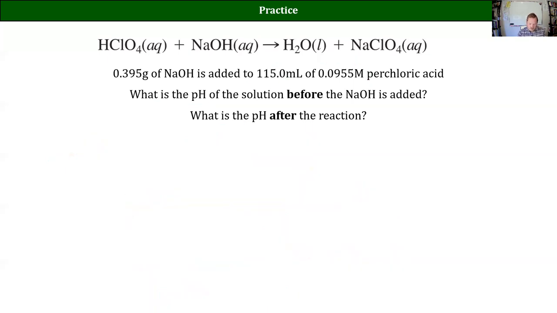If we want to find the pH after the reaction, we need to know what's left over and how much of it's left over. But this is the trickier, longer problem. We need to know what's the excess reactant and how much of it is left over. What is the concentration of the excess reactant? And from there, we can find the pH. So start by figuring out how many moles you have of everything.